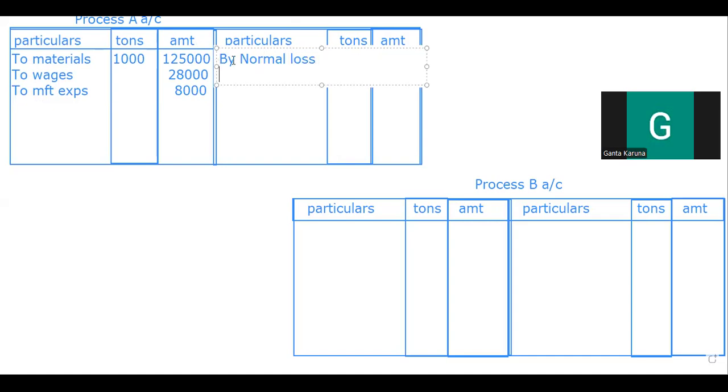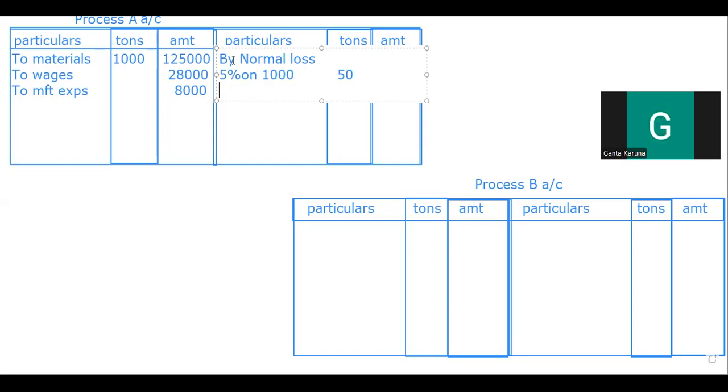So normal loss, how much is it? 5% itself. So 5% on what? How many tons have we ordered? We have ordered 1,000 tons. So we started with 1,000 tons. When I take 1,000 into 5%, I get around 50. And normal loss is quite possibly a default kind of loss.